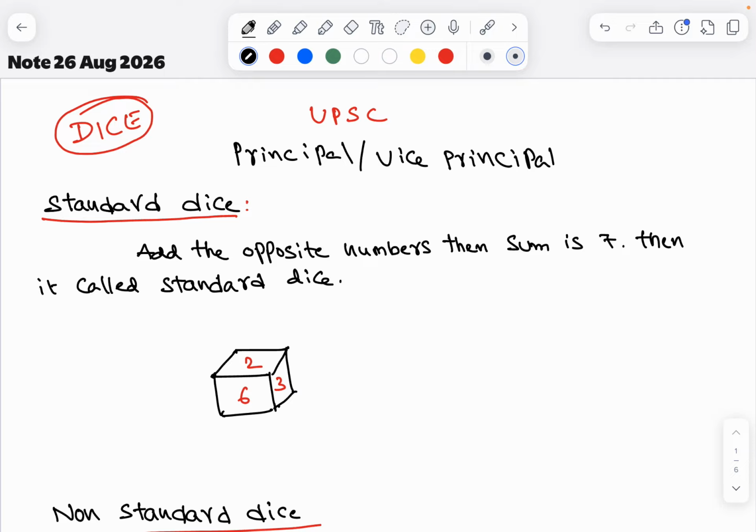Those who are preparing for the UPSC principal and vice principal, today's topic is most important for you. Today's topic is dice. It's a very important topic, dice.